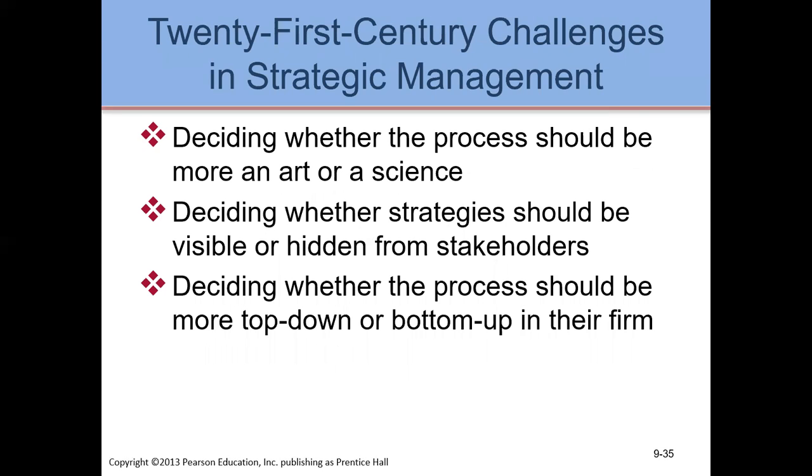Now we are looking at the 21st century challenges in strategic management. The first biggest challenge is deciding whether the process should be more an art or a science, deciding whether strategies should be visible or hidden from stakeholders, and deciding whether the process should be more top-down or bottom-up in respective firms. Now, why are we encountering these challenges? Because environmental complexities and environmental variables are always increasing and changing.